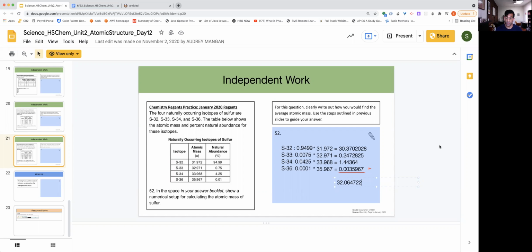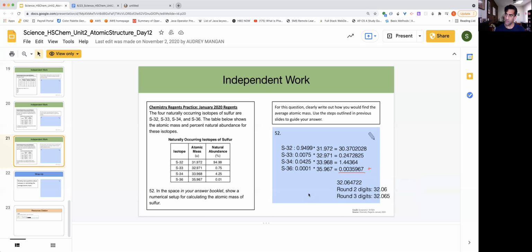Now, the final thing that we can do is round this off. If I round to 2 digits after the decimal, that is 32.06. If I round it to 3, well, that's going to be 32.065 because the 7 after the 4 rounds the 4 up to 5.